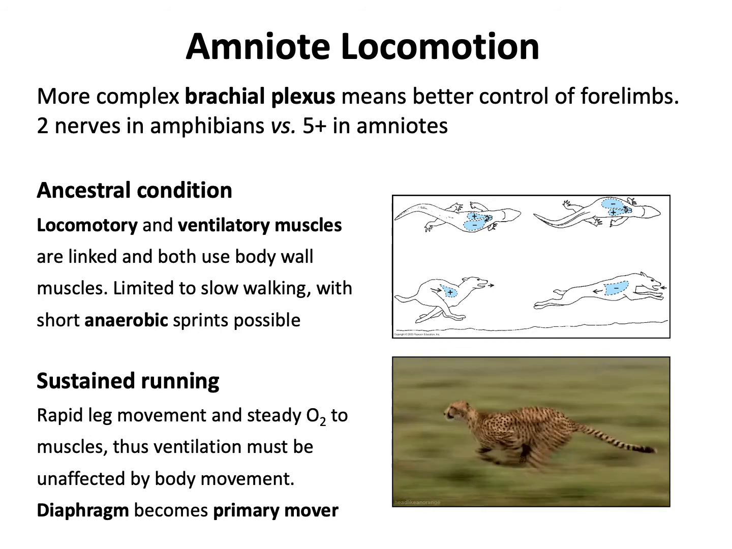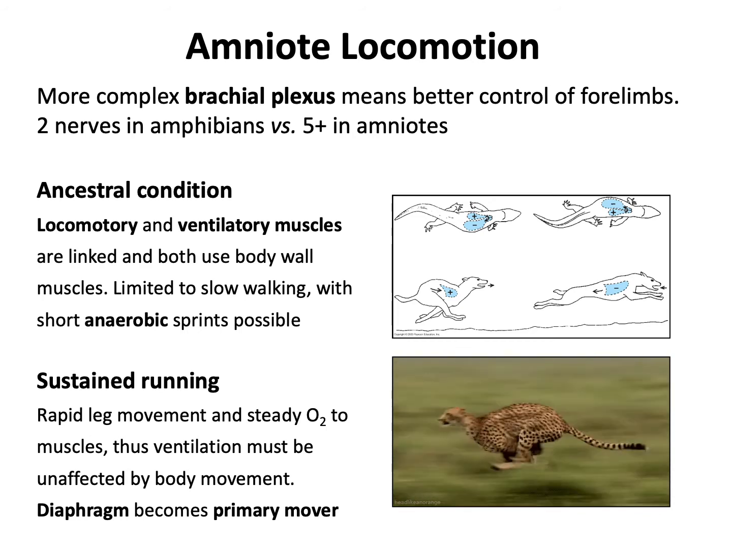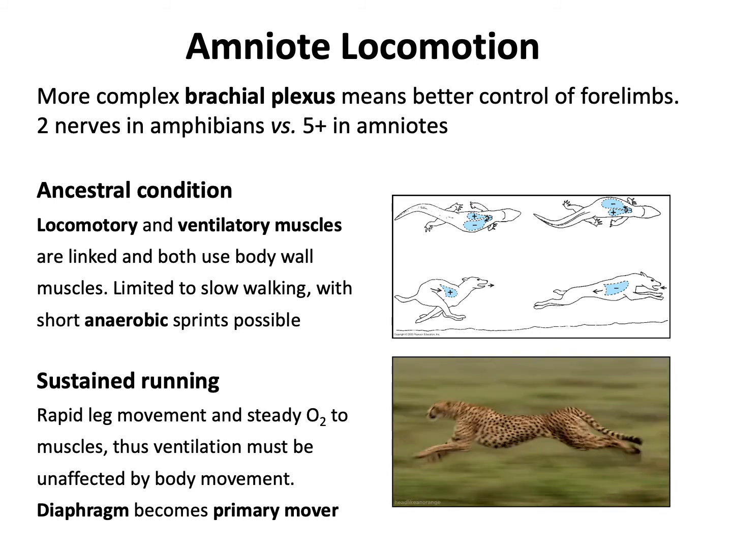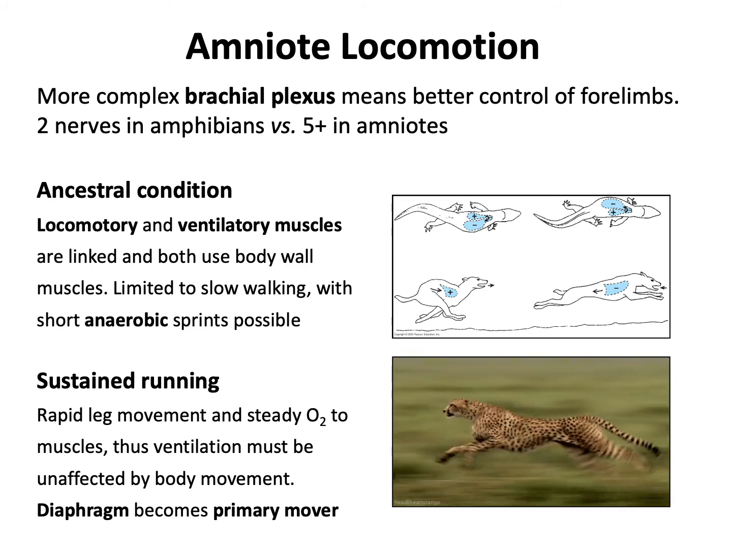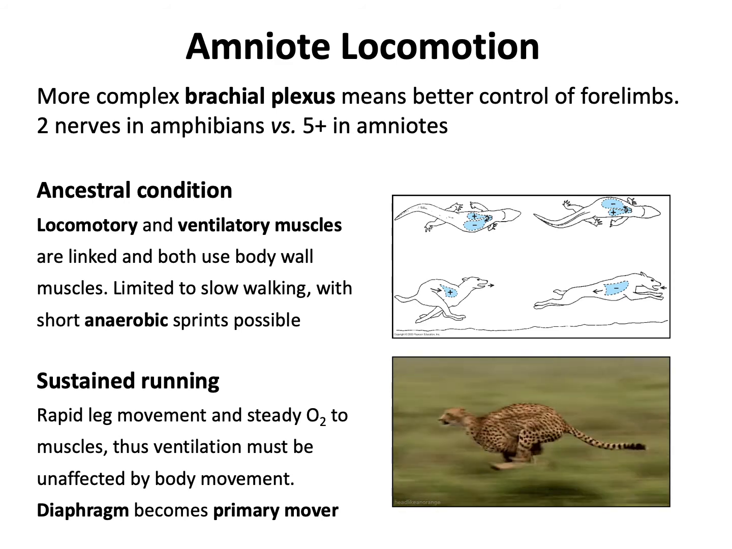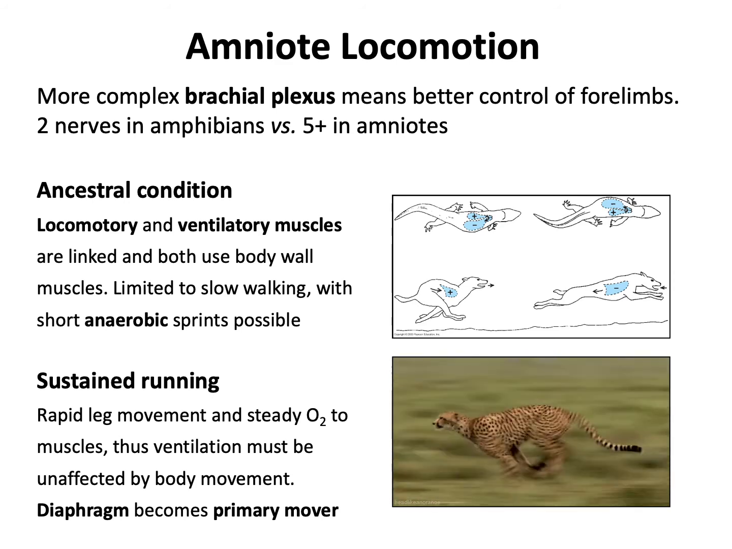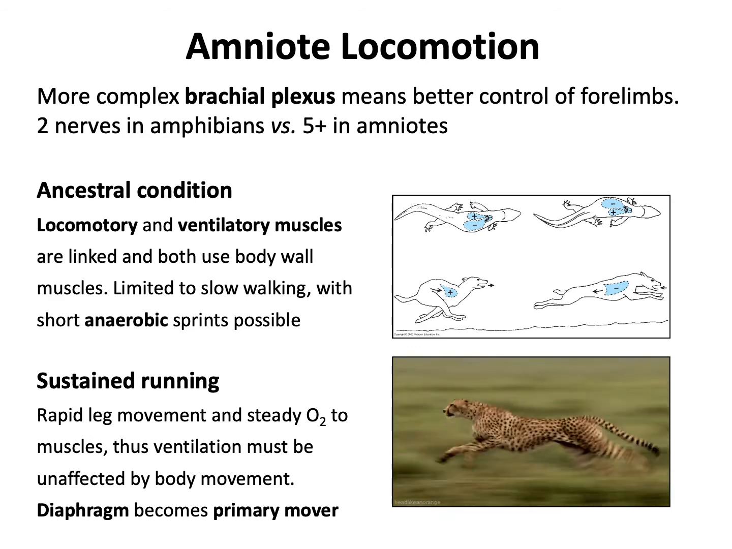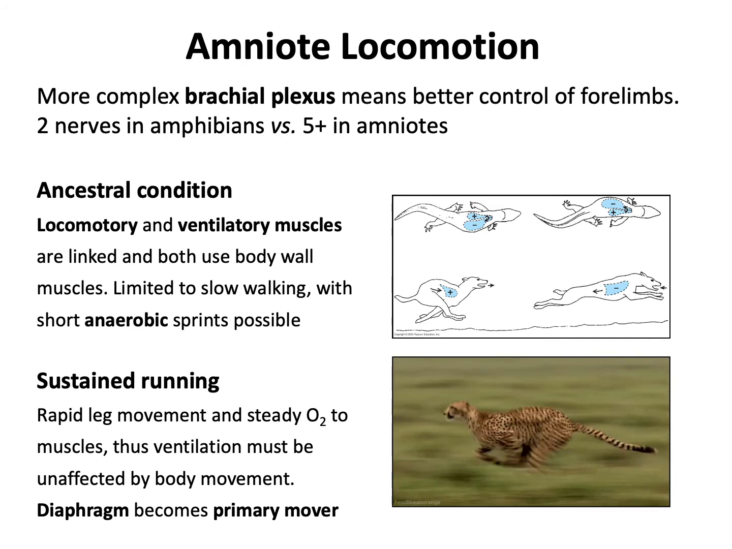So there's muscles that control your movements, and there's muscles that control your breathing. And obviously, the more you run and the more you move, the more you need to breathe and get that gas exchange going. The ancestral condition is to couple your movement with your ventilation. And by ventilation, we're talking about the movement of air in and out of your lungs.